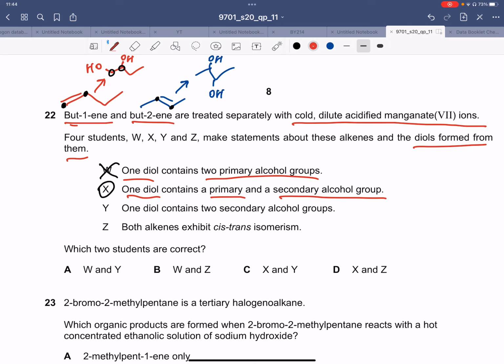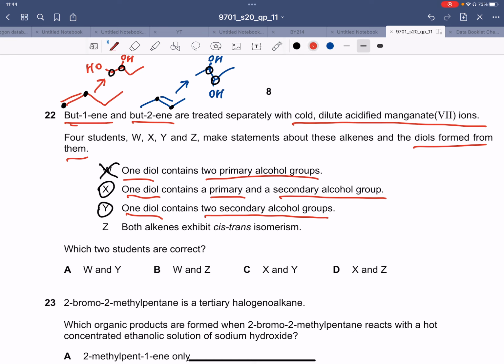Student Y, on the other hand, let's see. One diol contains two secondary alcohol groups. Well, if we look at the butene, when it turns into 2,3-butanediol, there we go. There is a secondary alcohol right there and a secondary alcohol right there. So that is correct as well.